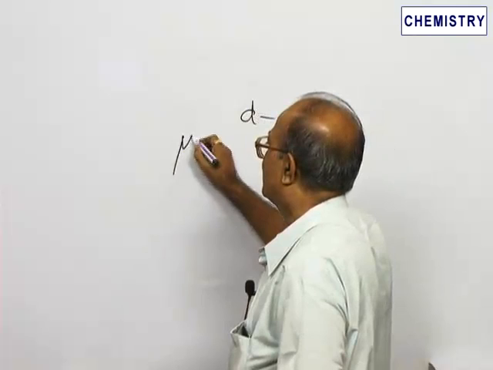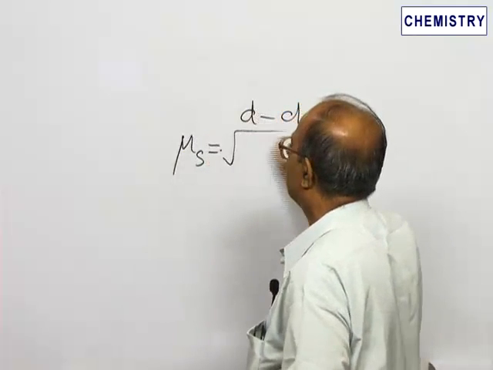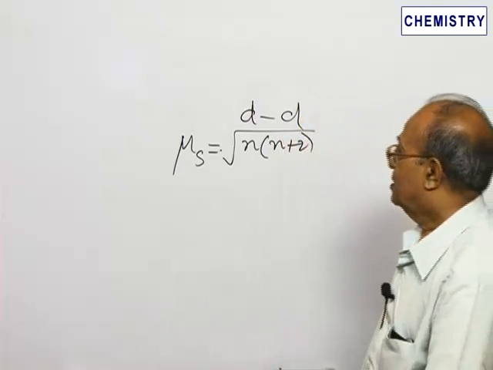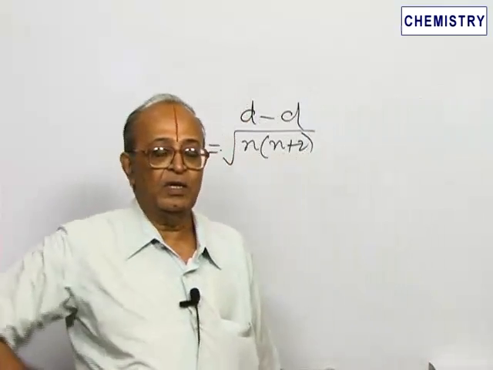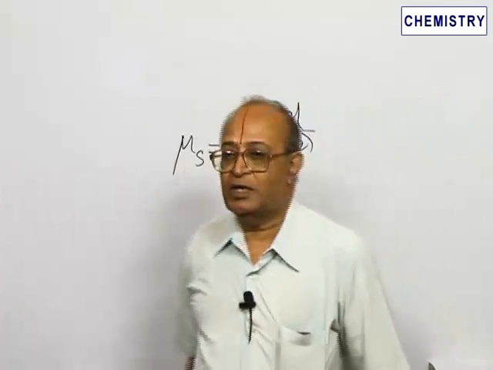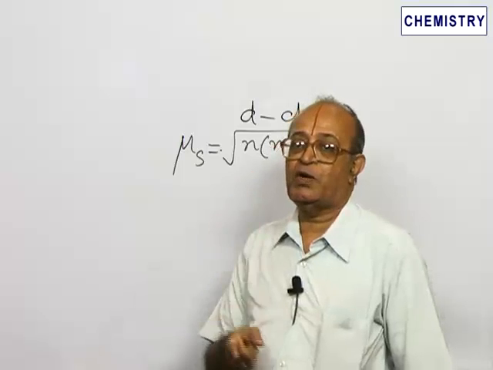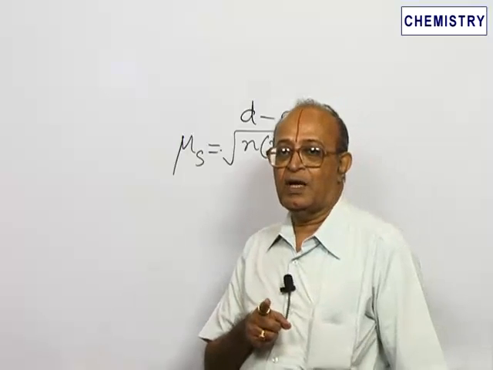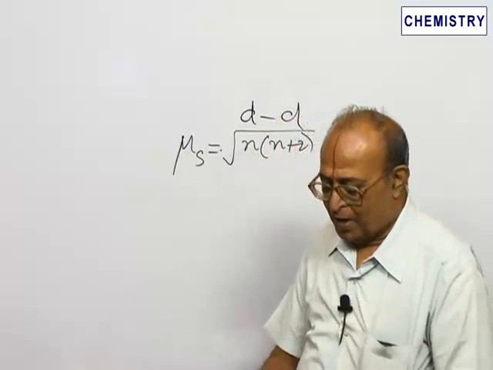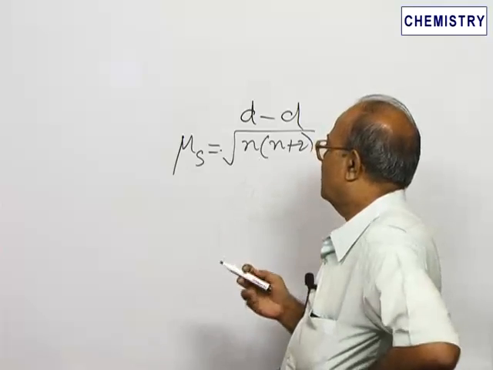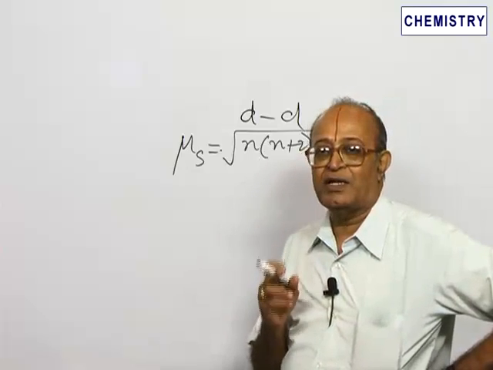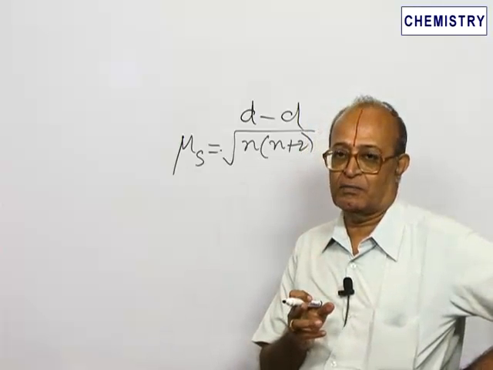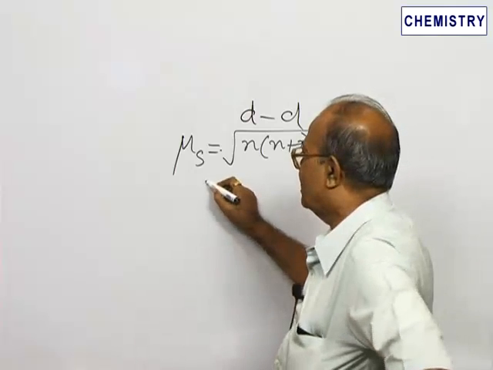You are quite familiar with this expression: mu s is equal to root of n into n plus 2. The mu s is the spin only magnetic moment value. It is given by the expression root of n into n plus 2, where small n represents the number of unpaired electrons.